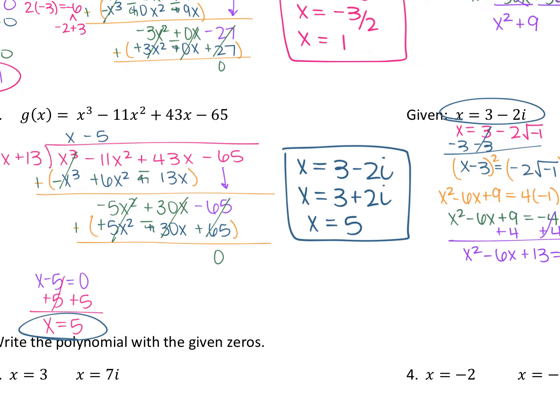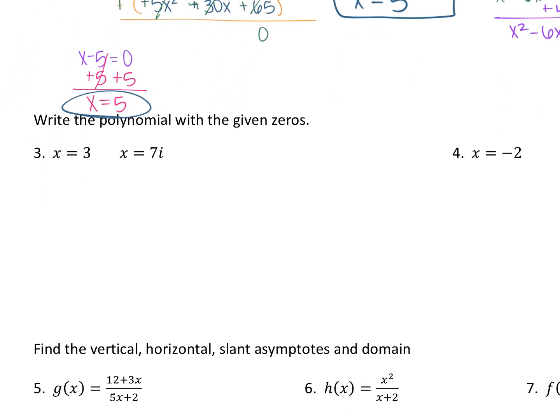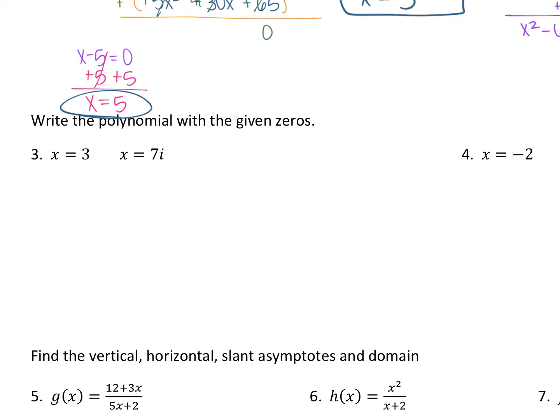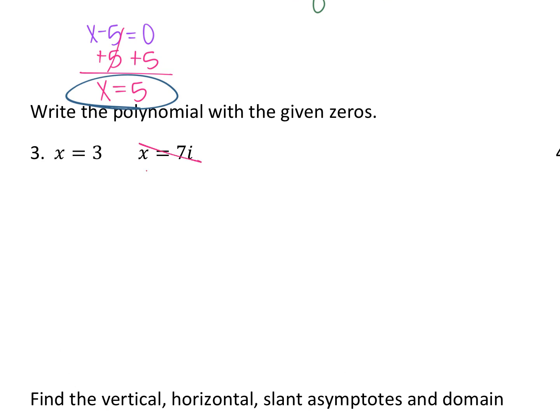For 3 and 4, it tells you to write the polynomial with the given zeros. For number 3, it gives you x is equal to 3 and x is equal to 7i. If we work with the square root of negative 1 here, we're going to change the i to be the square root of negative 1. So really, this is going to give us x is equal to 7 times the square root of negative 1.